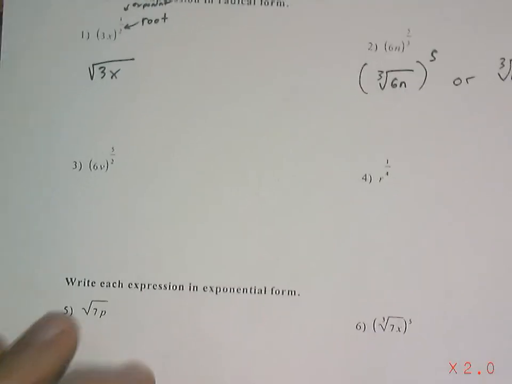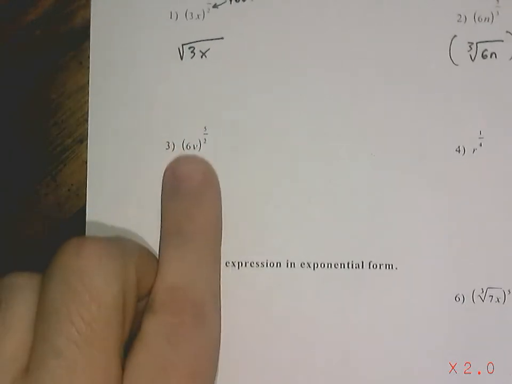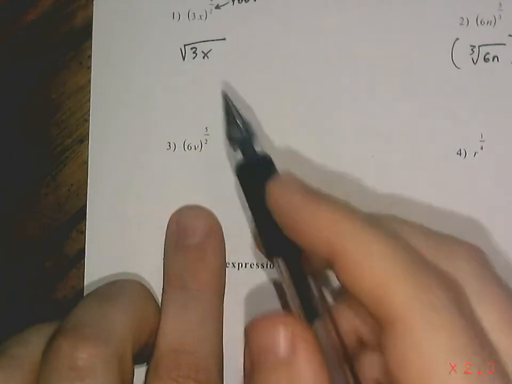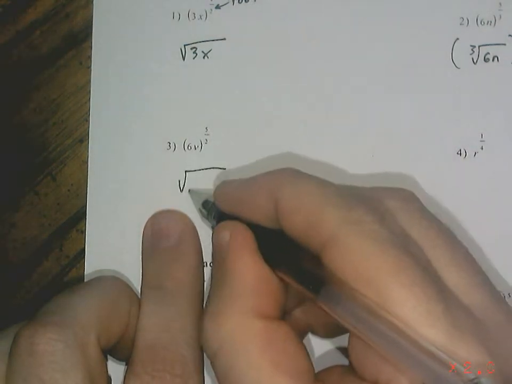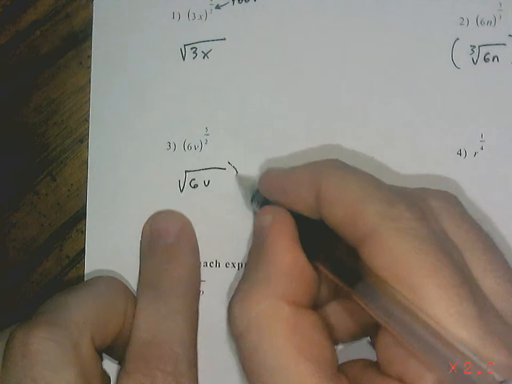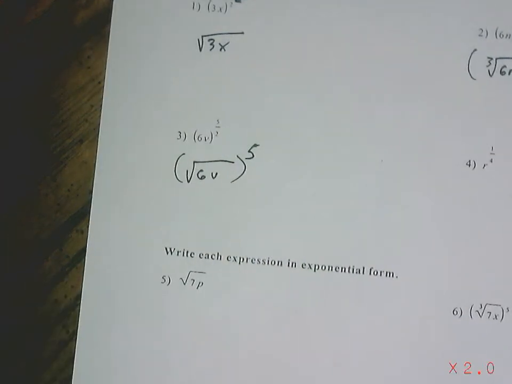Okay, let's write another one here just to make sure we got it. So 5 over 2, that means it wants a square root to the 5th power. So square root of 6v to the 5th power. Pretty easy, right? Let's look at another one.